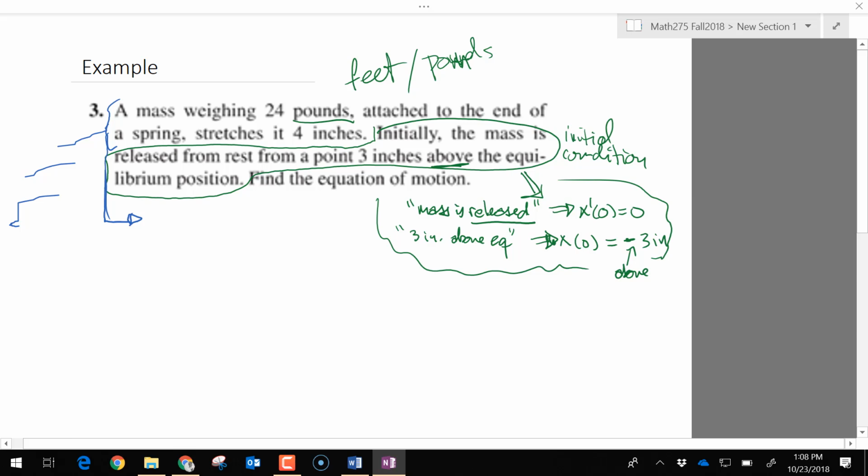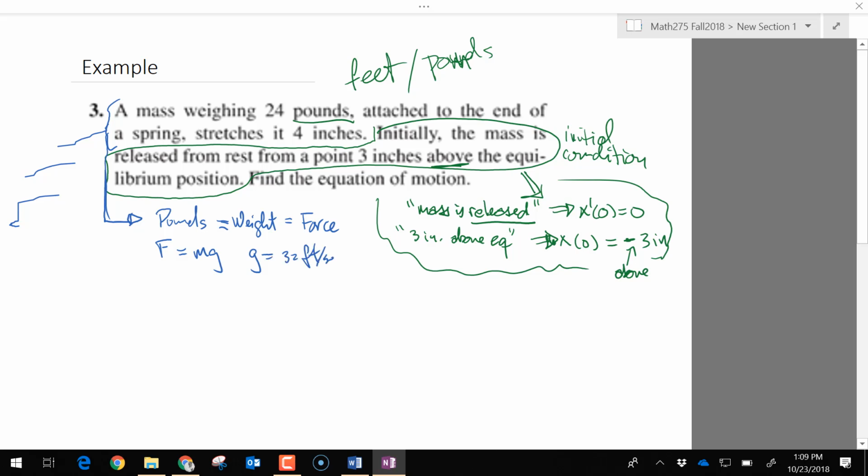24 pounds. Now, the tricky part about pounds is that we're assuming the mass is not the pounds, it's actually the weight, and the weight is actually the force. So when you say pounds, you're actually giving the force. So this is not your mass, but force is equal to mass times gravity. So we're going to assume that the gravity is 32 feet per second squared. Force is equal to mg. G is 32.